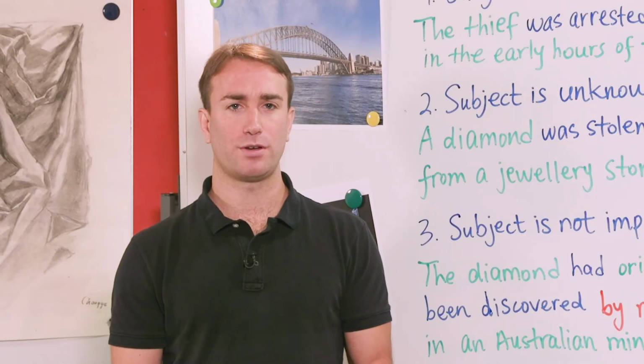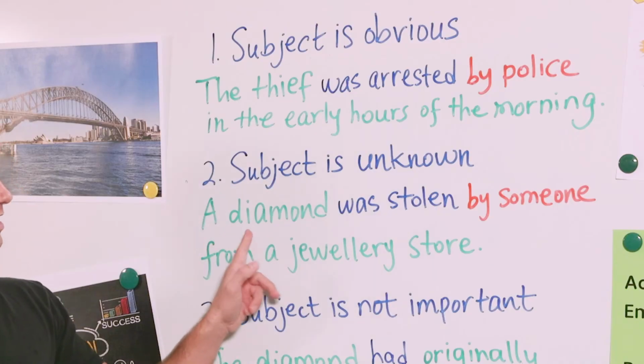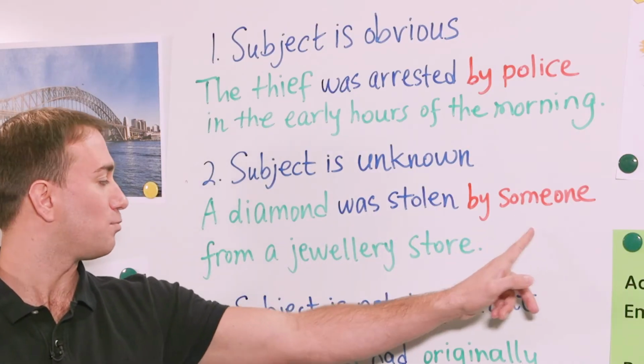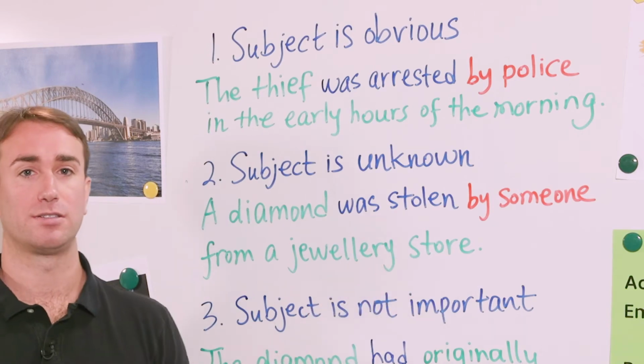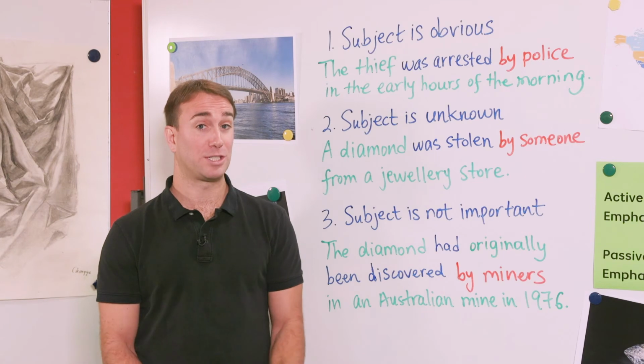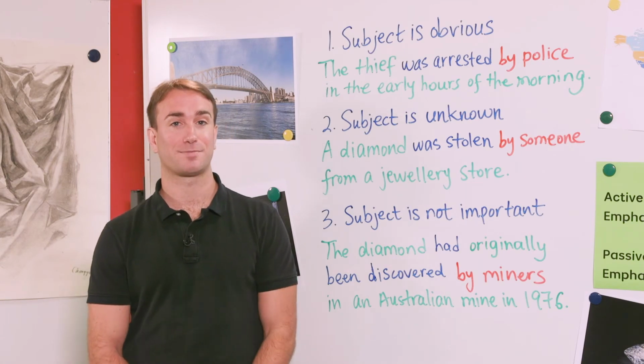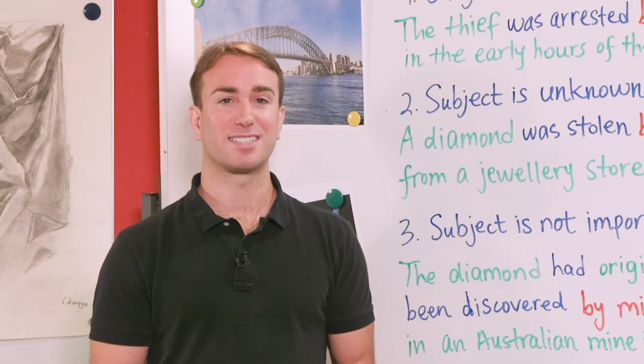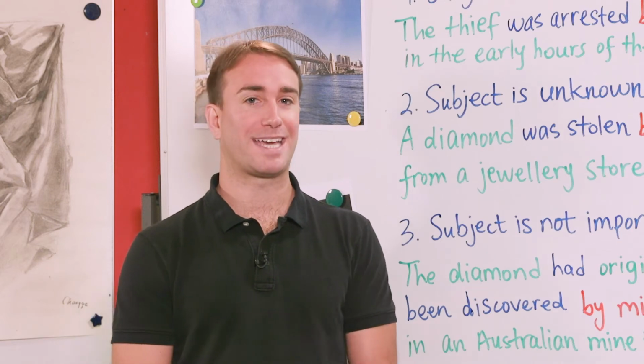Second, when we don't know who it is. A diamond was stolen by someone from a jewelry store. Here we know it is someone, but we don't know who the subject is, so we don't need to include it in the sentence. Third, when the original subject is not important, or when we don't really care about the subject.